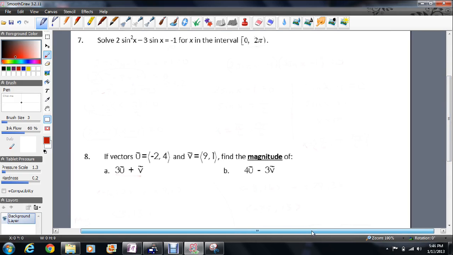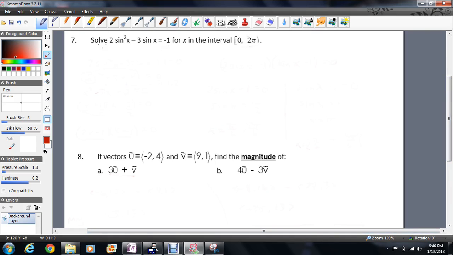Okay, so it says solve this equation for x in the interval 0 to 2 pi. So we're only talking about one time around the unit circle. We're only talking about answers that fit between 0 and 2 pi, because we know we can go around the unit circle infinitely many times. So we don't have all those answers. They've restricted to 0 to 2 pi.